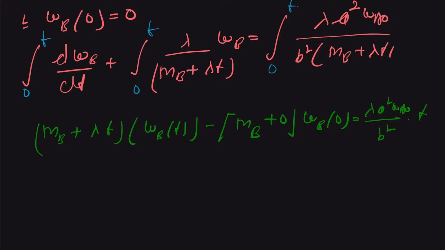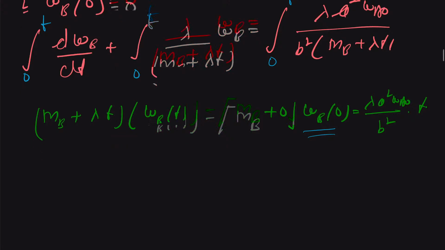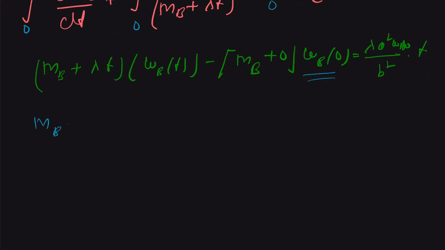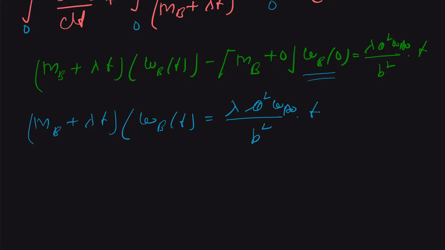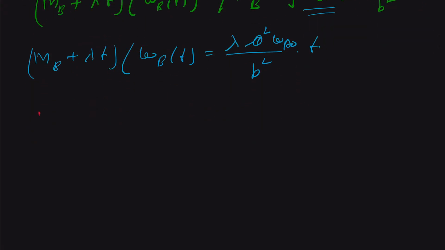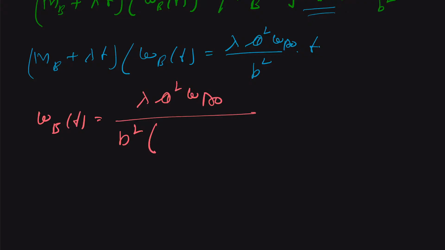And we know that this omega B of 0 is equal to 0, therefore we can write that mass of B times lambda T multiplied by omega B of T is equal to lambda A square omega A naught B square times T. And from here we can just write our omega of B of T, which we are supposed to find out, and this will be coming as lambda A square omega A naught B square, and we have this as mb times lambda T.